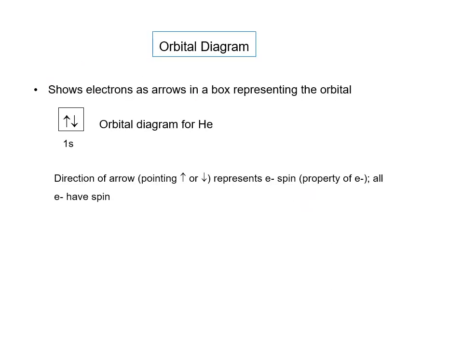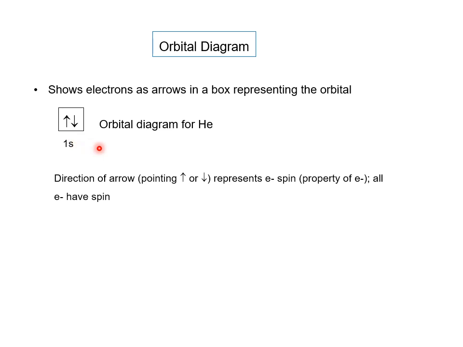Now let's look at drawing orbital diagrams. Orbital diagrams are another way of representing the electron location inside of an atom. Orbital diagrams give us a little bit more information than electron configurations do, because we're actually drawing each orbital and showing how the electrons are put inside of them. So the orbital diagrams show the electrons as arrows inside of a box that represent the orbital. Here I have 2 electrons in these orbitals. One is arrow up, the other is arrow down.